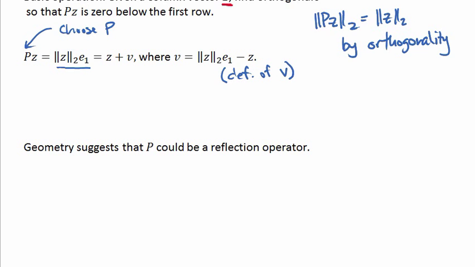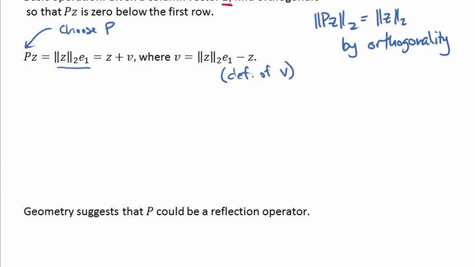Okay, so the picture that goes with this, if we imagine that we're working in 2 dimensions, we have some vector z here that's given to us, and we want it to end up, after we multiply by P, on the positive x1 axis. The difference between these 2 vectors is what we call v.